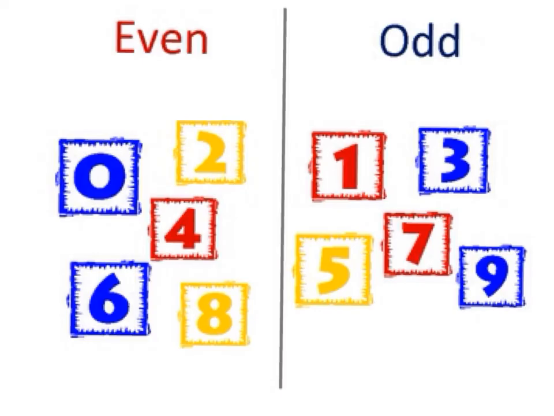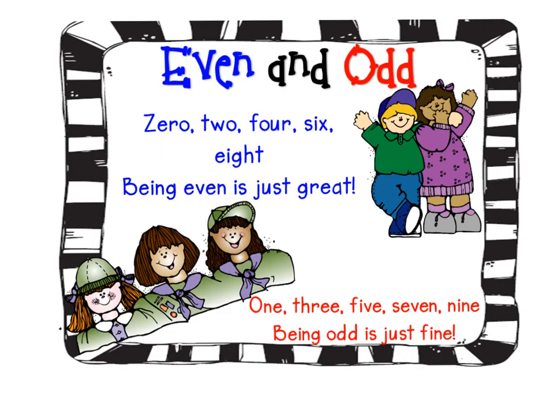So just like what we looked at, our even numbers from 0 to 10 are 0, 2, 4, 6 and 8, because they can be divided equally into two groups. And our odd numbers that can't be divided equally into two groups and have something left out are 1, 3, 5, 7 and 9. Another quick poem to help us remember even and odd.